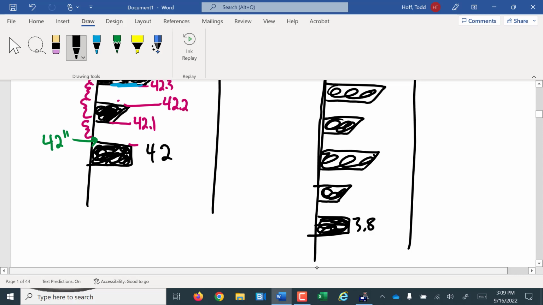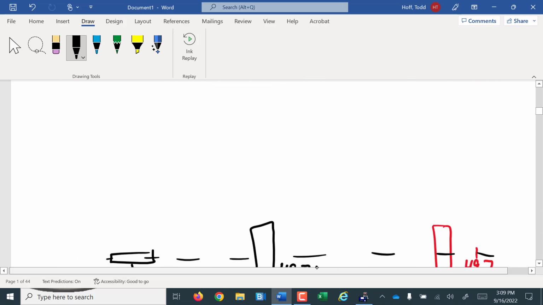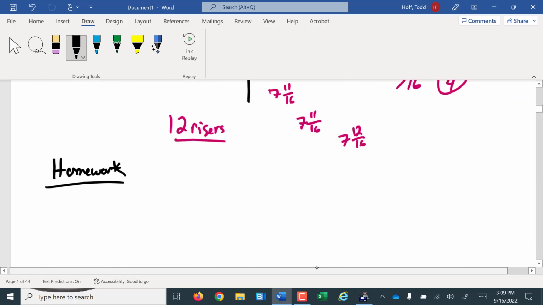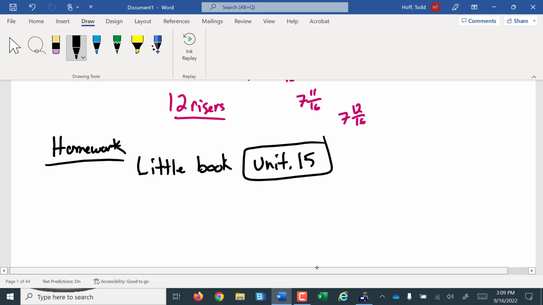Okay. Those will appear in your homework, so that's why I wanted to make sure I get those put on there. So anyway, back up here, homework, little book, Unit 15. Then I'll give you the quiz to work on, and then we'll have homework time for the rest of the period.